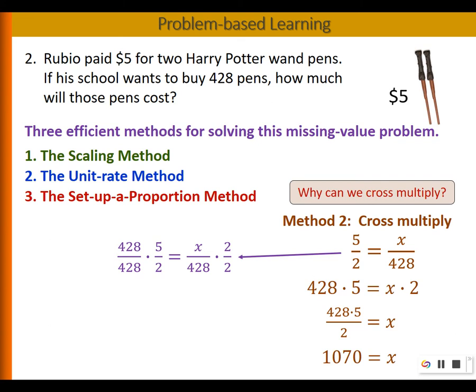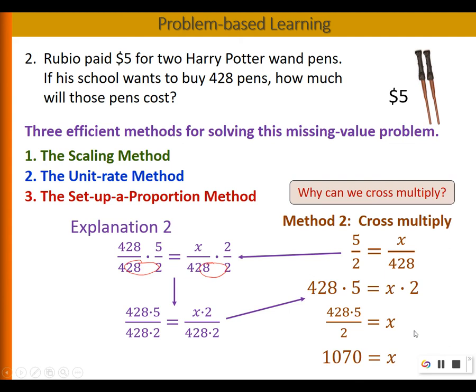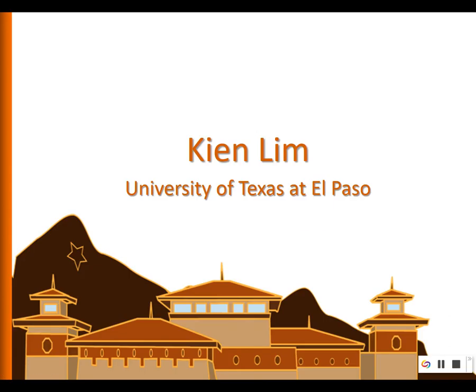Now, another way to explain is to make the two fractions have a common denominator. To get an equivalent fraction, I simply multiply by 1. But instead of writing a 1, I'm writing 428 over 428. And then on the other side, I'm multiplying by 2 over 2. Why do I want to do that? Because I want to make both sides have the same denominator. If you do that, then what you have is the same denominator, and the numerators are what lead to the second equation. These are the two ways of explaining why we can cross multiply.